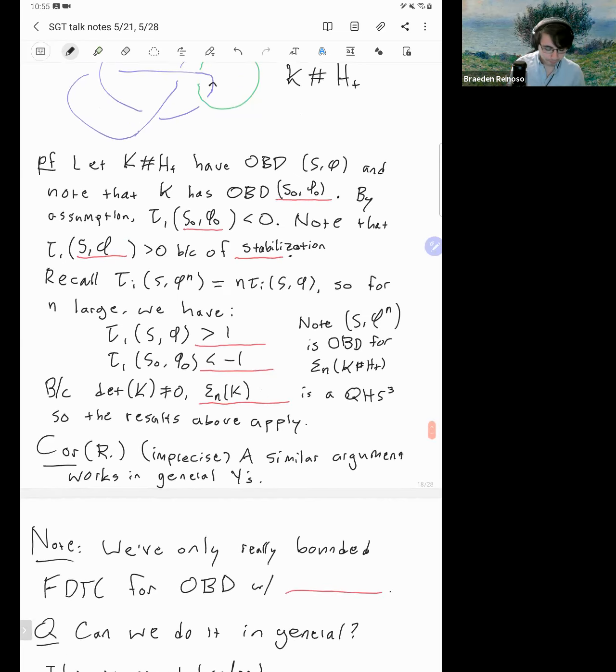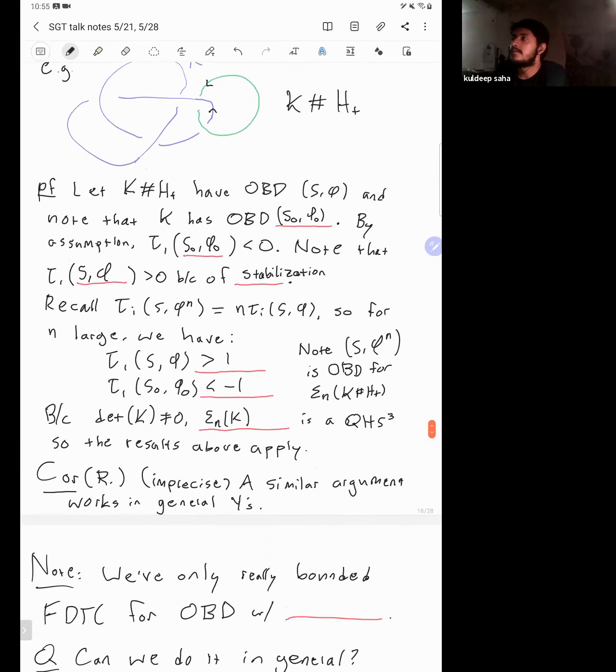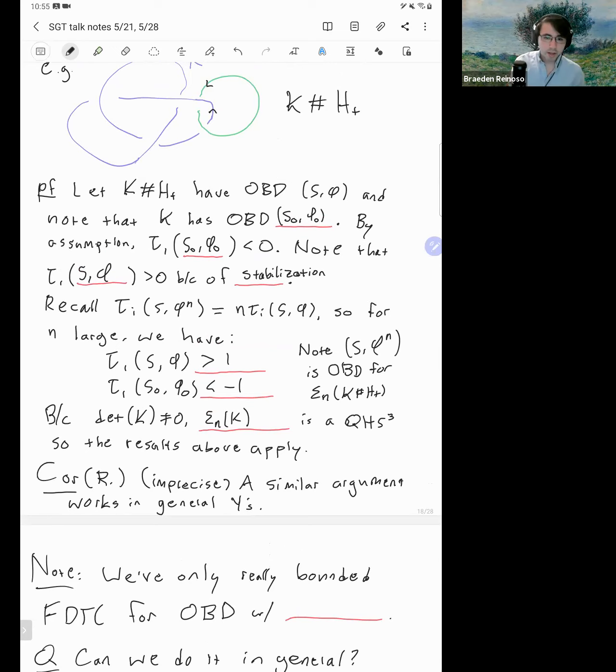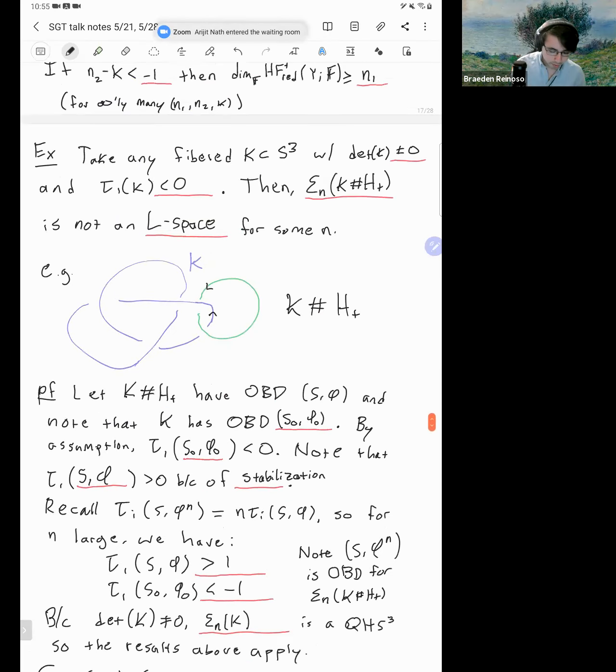That's how that goes. So, Braeden, how do you get S naught back from S after capping off? Oh, yeah. So you want to see a picture for that.